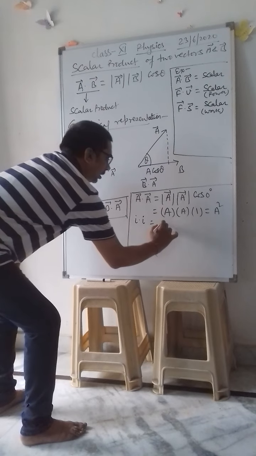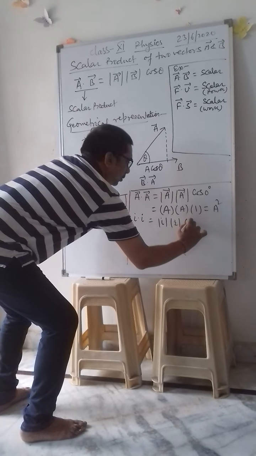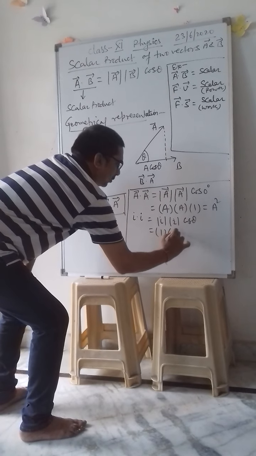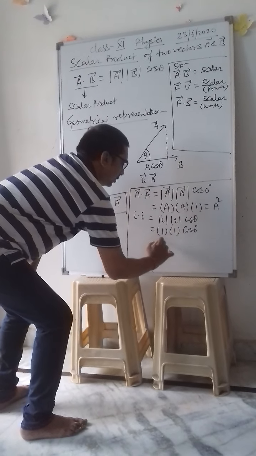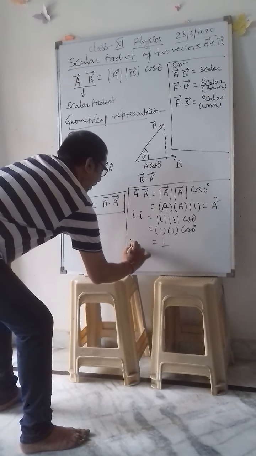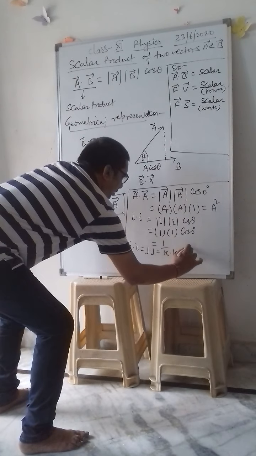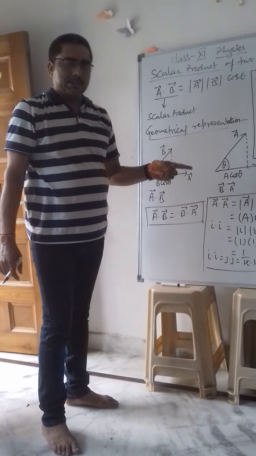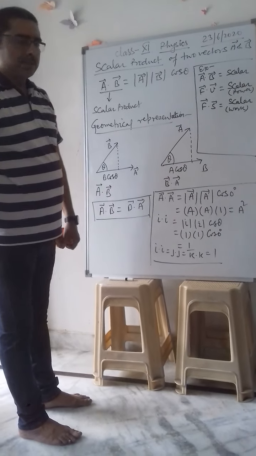How much? I mode A, mode B and cos theta always equal to... its mode is 1 and its mode is 1, and cos 0 is equal to 1, so its value is 1. Similarly, we can write I dot I is equal to J dot J is equal to K dot K is equal to 1. This is the important formula for the scalar product of given two vectors. Here I, J, K are the unit vectors.